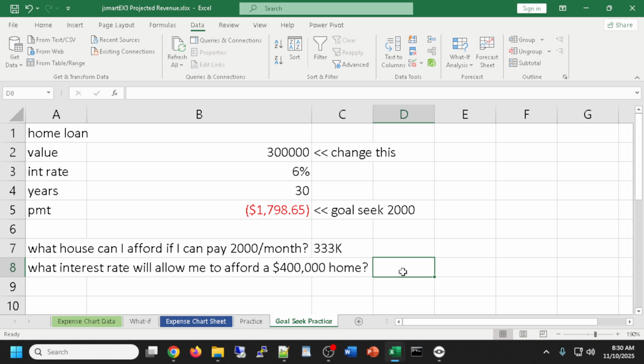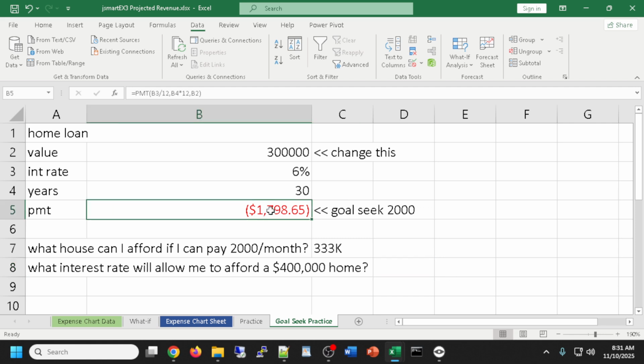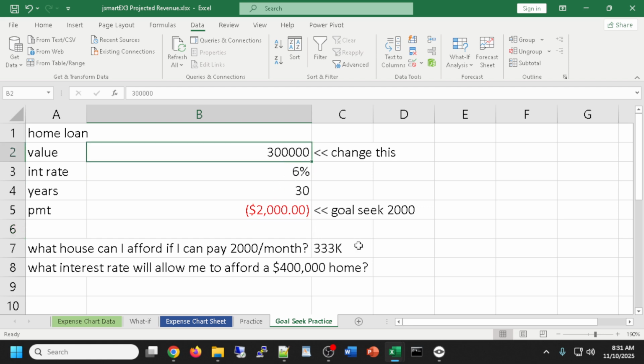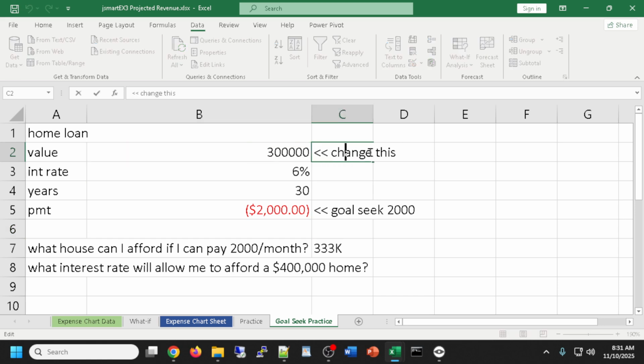Well, what would that be the goal seek of? In this case, I'm saying I can afford $2,000 a month. So let's put minus 2,000 here. That would be my monthly payment. And I want to goal seek 400 on that one. So now my goal seek changes to this. This is now becoming the goal seek number.